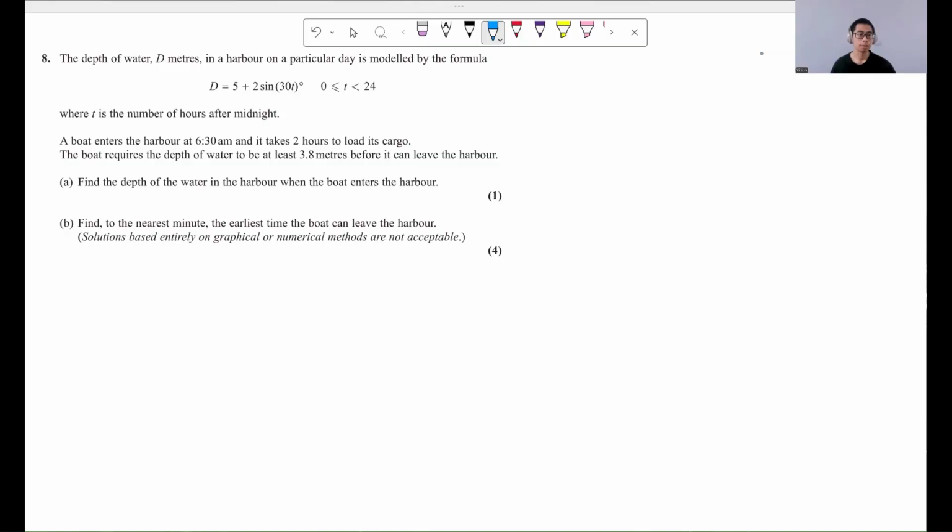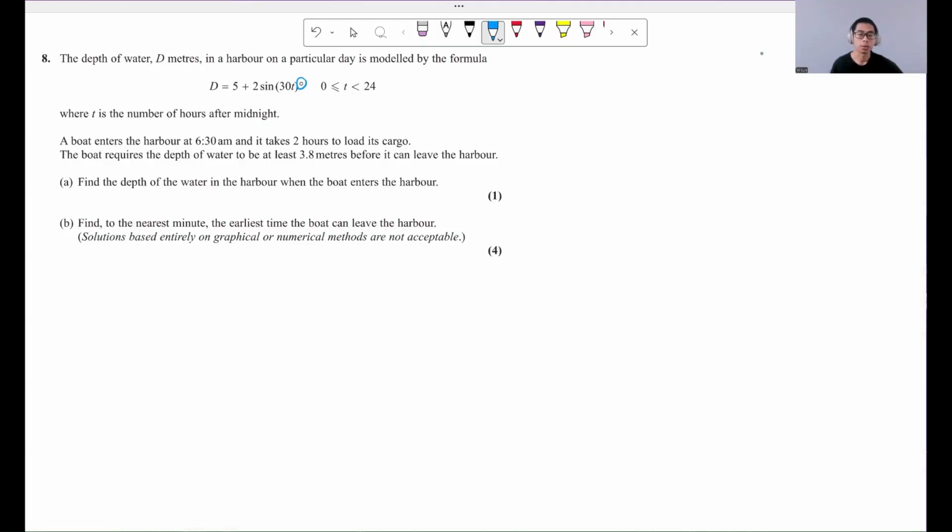Question 8. The depth of water d meters in the harbor on a particular day is modeled by the formula d equals 5 plus 2 sine 30t, in degrees. There's a little circle here, so make sure you change your calculator setting into degree first.